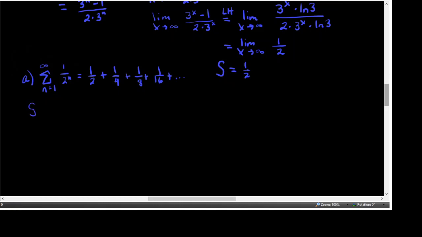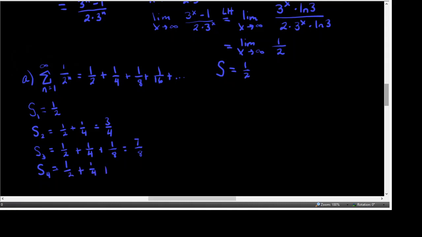Okay, so let's look at the partial sums. First partial sum is the first term. The second partial sum, 1/2 plus 1/4, which is 3/4. The third partial sum is 1/2 plus 1/4 plus 1/8, which is 7/8. And the fourth partial sum, 1/2 plus 1/4 plus 1/8 plus 1/16 is 15/16.